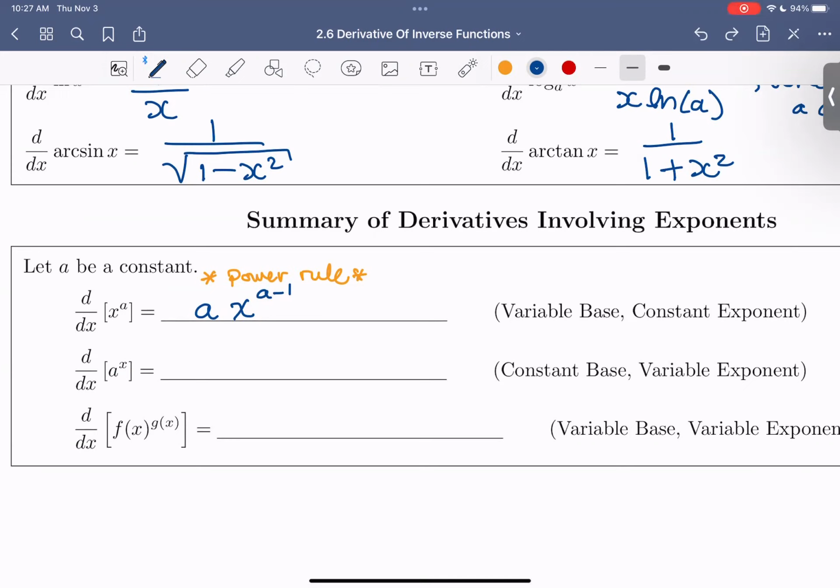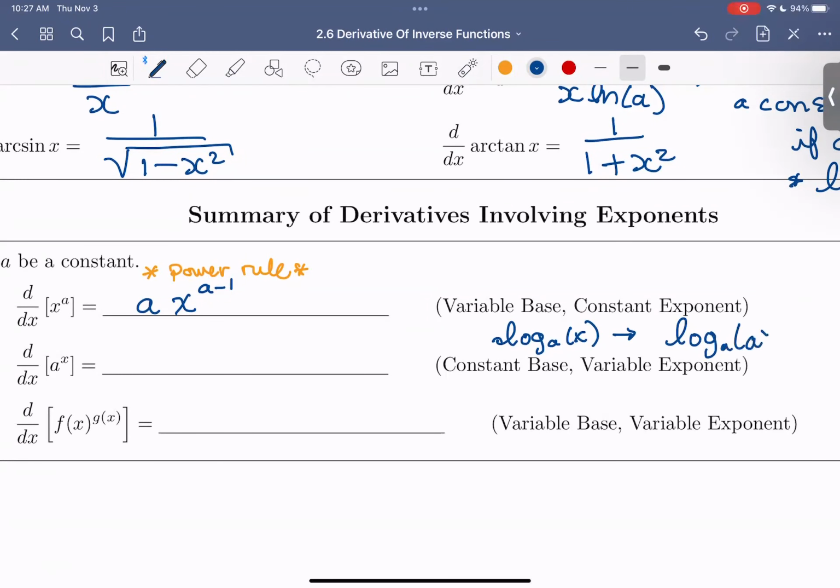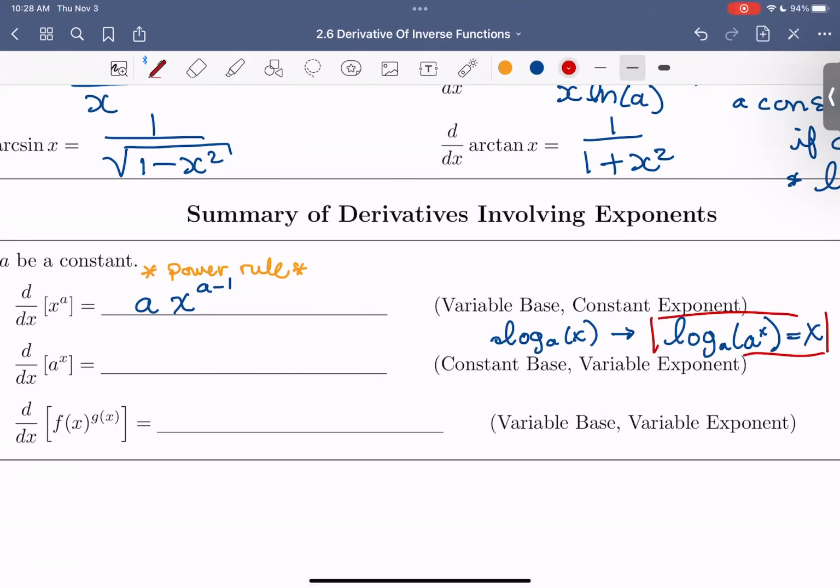So that derivative, you can compute it using the same method in this class, because the log base a of x undoes the exponential. What that looks like is log base a of a to the x is equal to x. So this is going to be your starting formula, and you take the derivative of both sides and play around with that. When you do that, you get that the derivative is a to the x times the natural log of a.